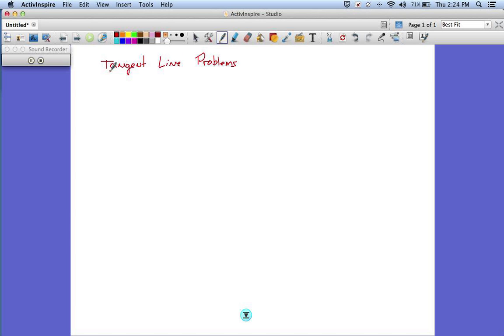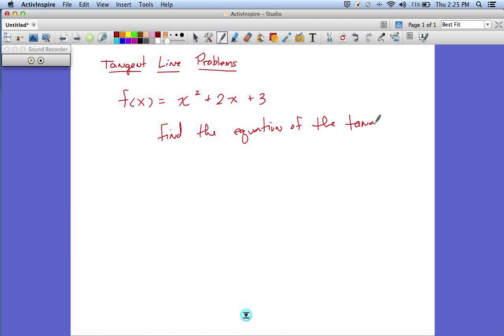So, first, we are going to look at a very basic equation. Let's say f of x equals x squared plus 2x plus 3. And we are asked to find the equation of the tangent line at the point, let's see, let's pick a nice number here. Let's just do at 2 comma 11.